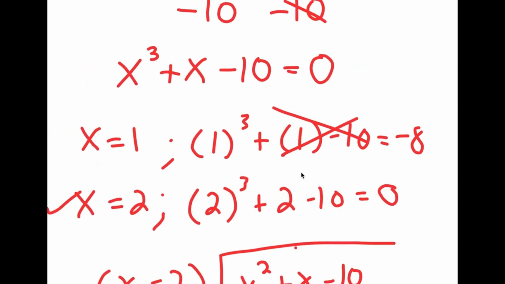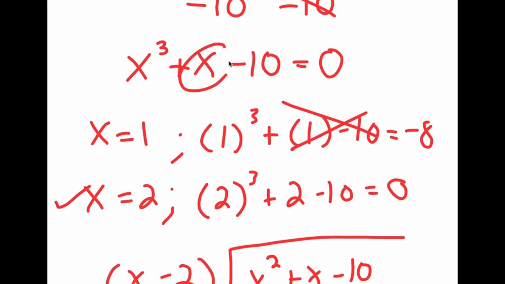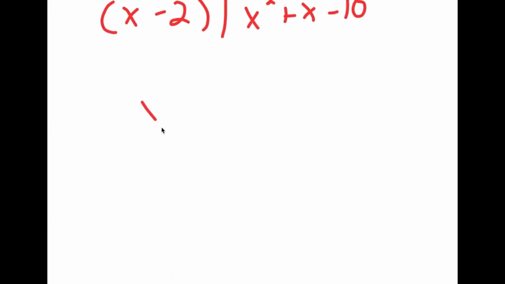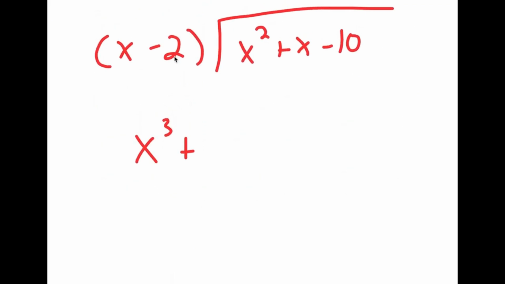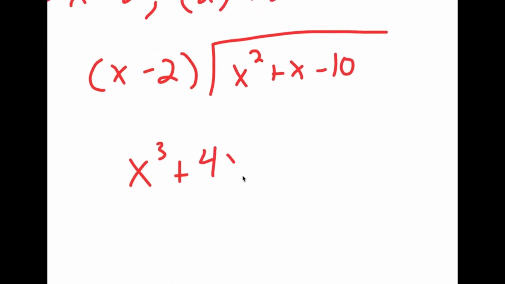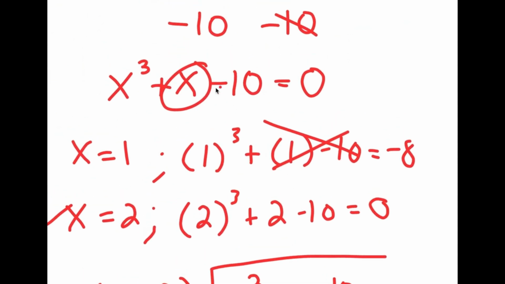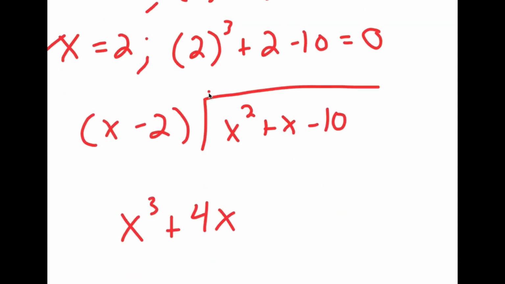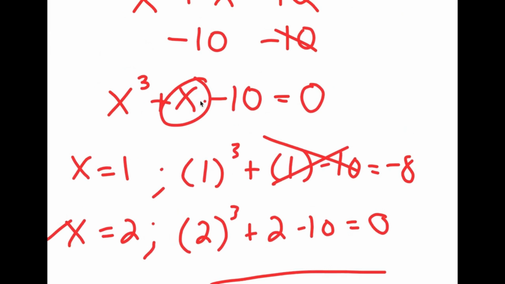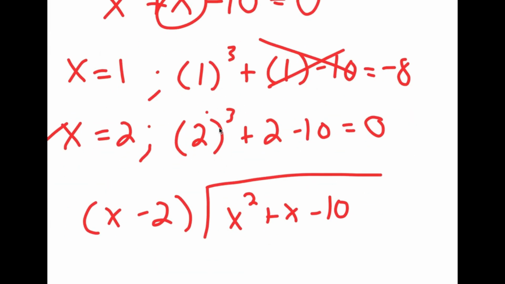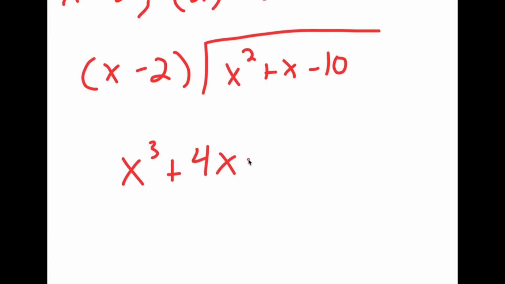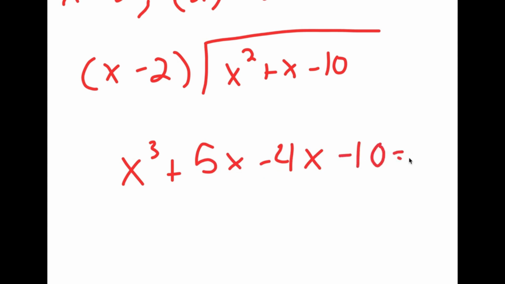However, what we can also do is rewrite x to the power of 3 plus x minus 10 as, well, what's 2 squared? 2 squared is 4, so I get plus 4x, and then because we have plus 4x, what is 4x plus what is equal to x? Well, 4x minus 3x, or we could also do 5x minus 4x. So we get x to the power of 3 plus 5x minus 4x minus 10 is equal to 0.